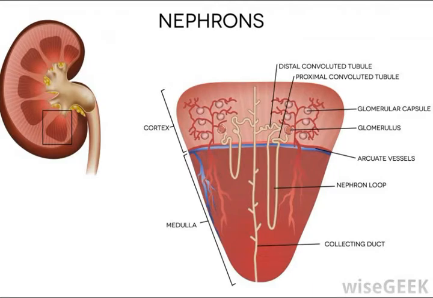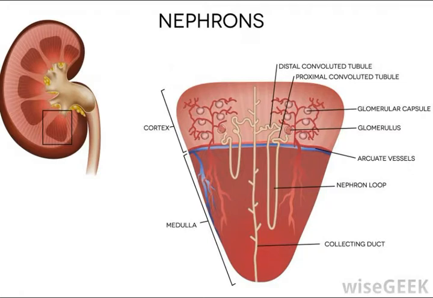The lining of the PCT contains many protein channels, which use both active and passive transport to move substances such as glucose and electrolytes across the tubule's lining and into the interstitial fluid for reabsorption. The epithelium of the PCT also prevents waste products from being reabsorbed into the bloodstream.